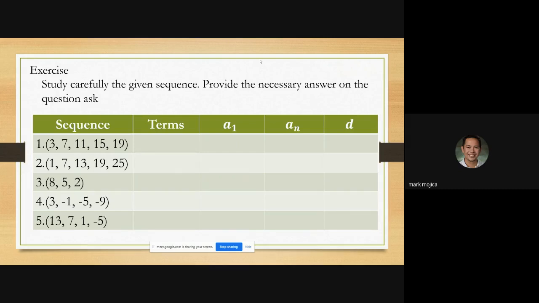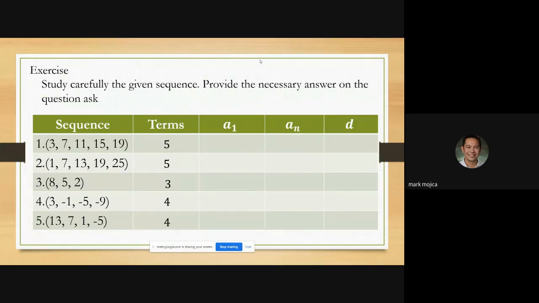I guess tapos na yung ating time. So let's try to answer this one. So first, the number of terms. You just simply count how many numbers there are in the parentheses. So you have 3, 7, 11, 15, 19. So you have 5 terms. The same with number 2. I guess this is still 5 terms. Number 3, 3 terms. Number 4, 4 terms. Number 5, 4 terms. So yun yung represented ng terms na meron tayo.